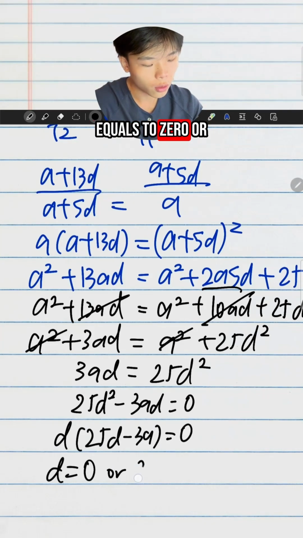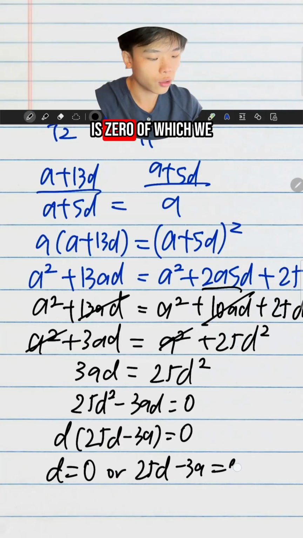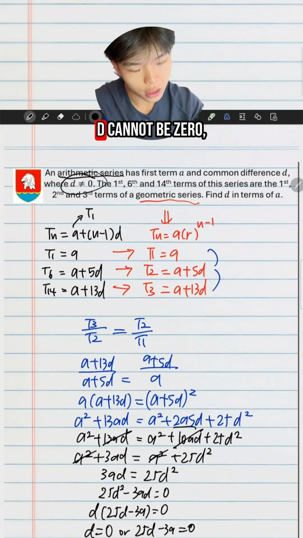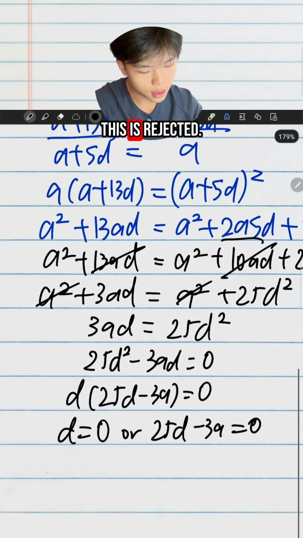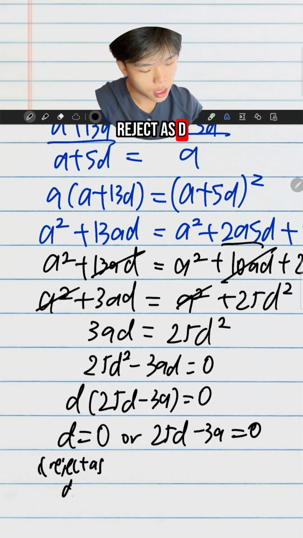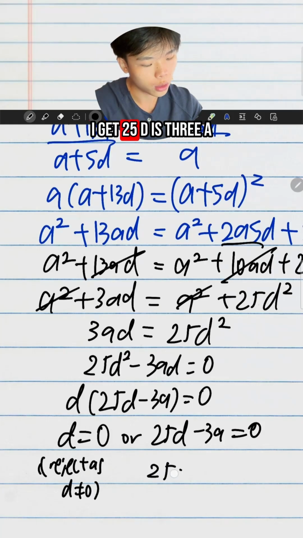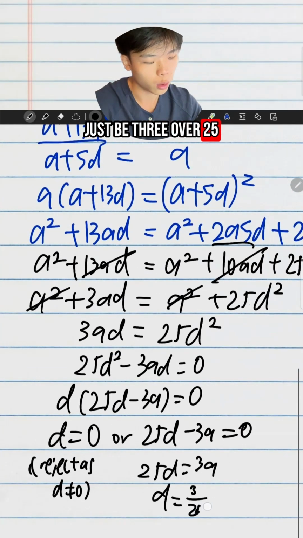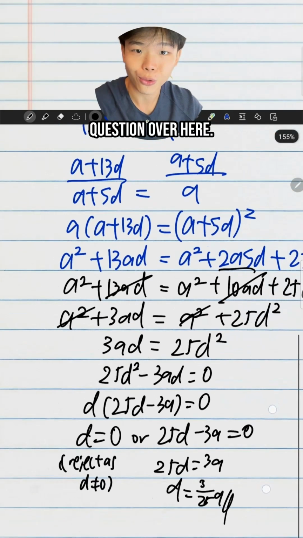So d equals 0, or 25d minus 3a is 0, of which we know that d cannot be 0 because it's given by the question. So d cannot be 0, and therefore this is rejected. Then from here I get 25d is 3a, and therefore d, the final answer, would just be 3 over 25 times a, which is the final answer to this whole question.